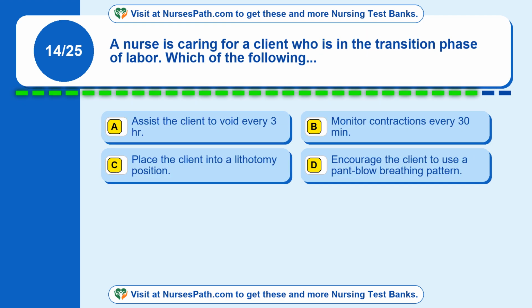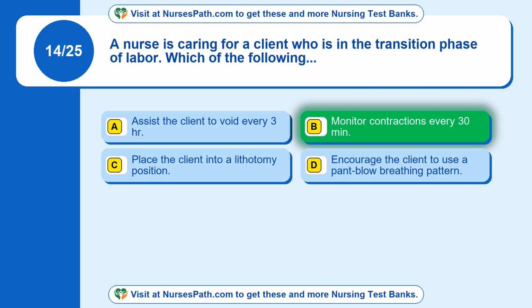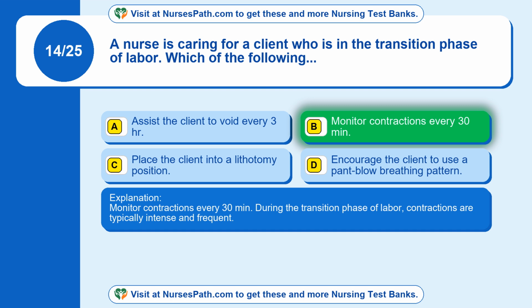Question 14. A nurse is caring for a client who is in the transition phase of labor. Which of the following actions should the nurse take? Option A. Assist the client to void every 3 HR. Option B. Monitor contractions every 30 minutes. Option C. Place the client into a lithotomy position. Option D. Encourage the client to use a pant-blow breathing pattern. The correct answer is option B. Monitor contractions every 30 minutes. During the transition phase of labor, contractions are typically intense and frequent.